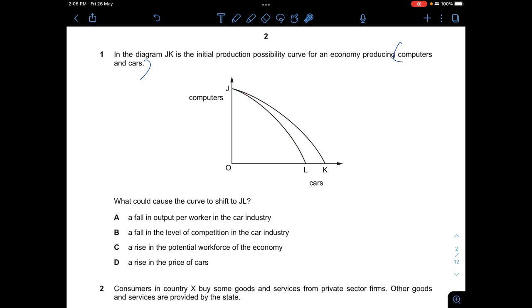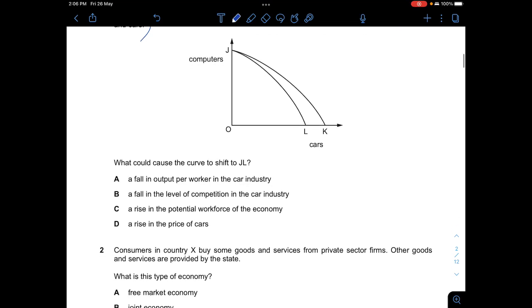So you can see that there's a decrease in production. The possibility for the production of cars will now become L instead of K. So there's less production of cars. And why is there this shift? There are 4 options here. A says a fall in output per worker in the car industry, which is possible because of a fall in output, the quantity shifted to the left. But let's see the other 3 options.